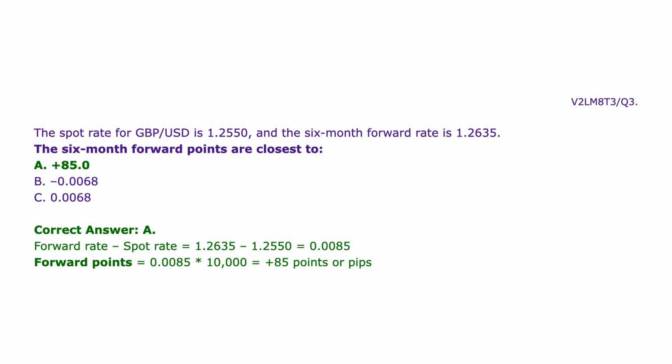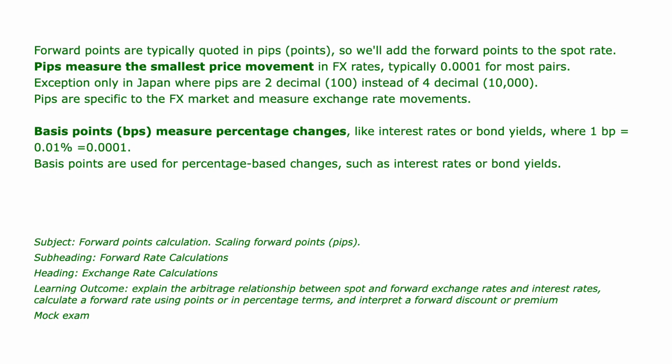Subtract the spot rate from the forward rate and then scale by 10,000 to express in pips. This gives plus 85 forward points. Forward points and effects are quoted in pips, not basis points. For most currency pairs, 1 pip equals 0.0001. This distinction ensures the correct interpretation of the 0.0085 difference as plus 85 pips.